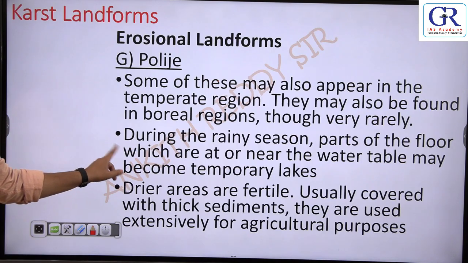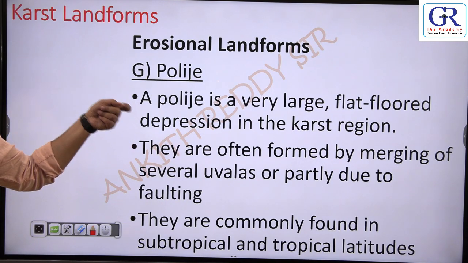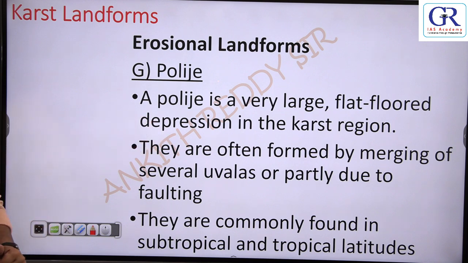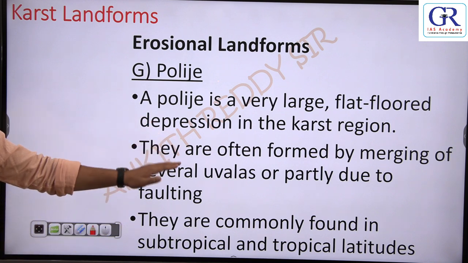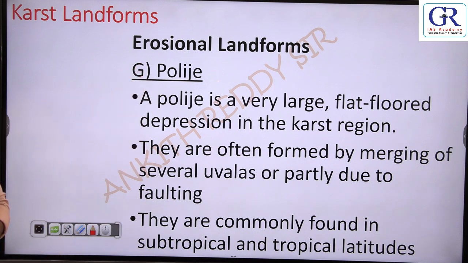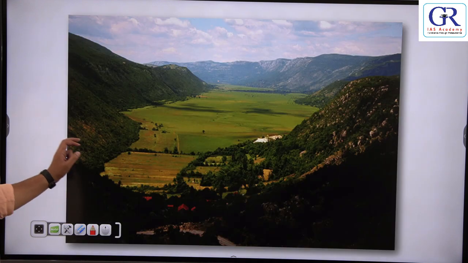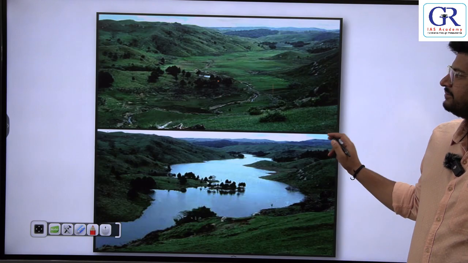So that's why, what is a polje? A polje is a very large flat floor depression in the karst region. How is it formed? They are often formed by merging of several uvalas. So as he rightly pointed out, you can find karst topography not just where there is limestone, there should be rainfall also. So basically in humid regions you can find this type of topography.